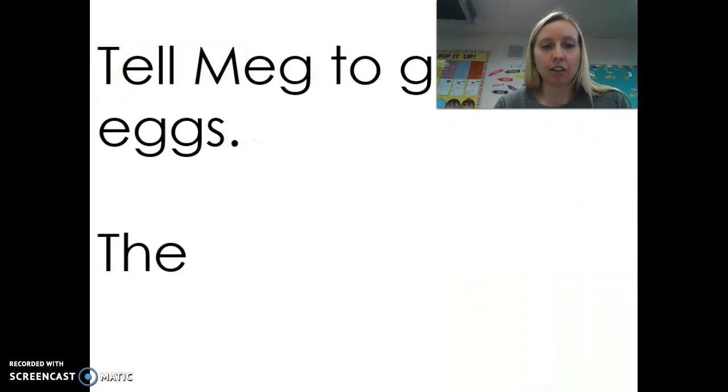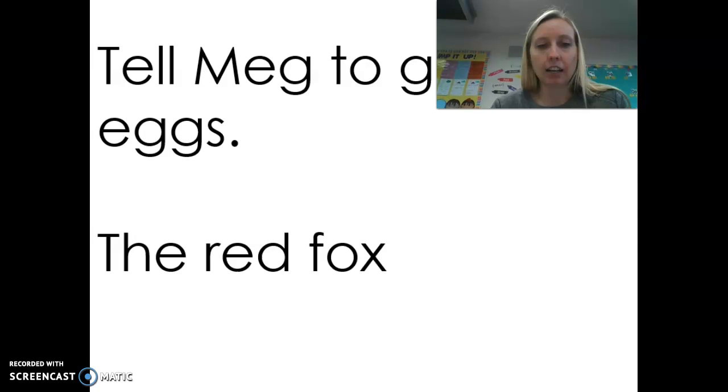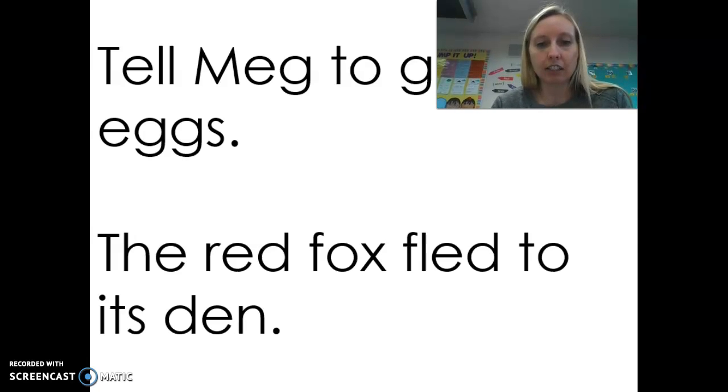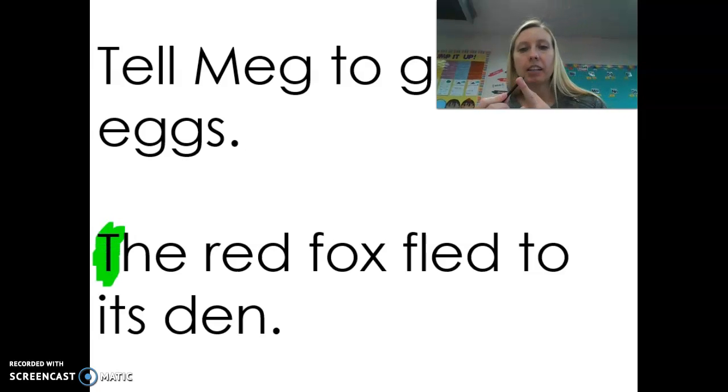Okay, let's look at the next one. The red fox fled to its den. Okay, do I have a capital here? I do. Do I have finger space? Yes. Can I read it? Yes.